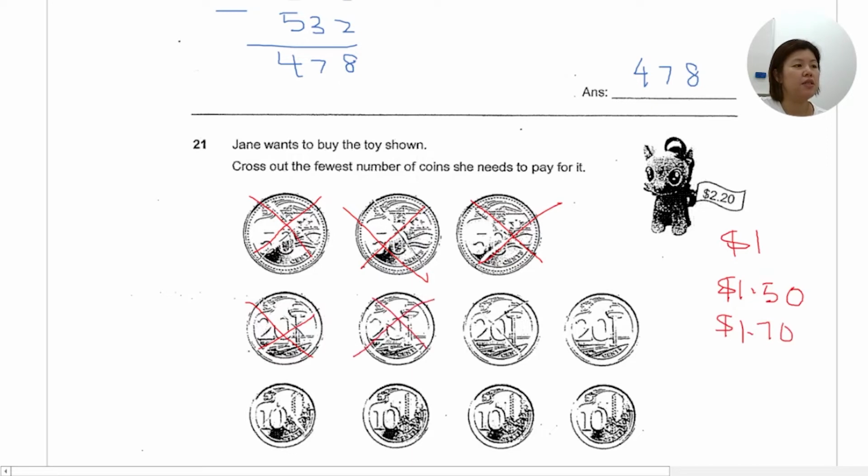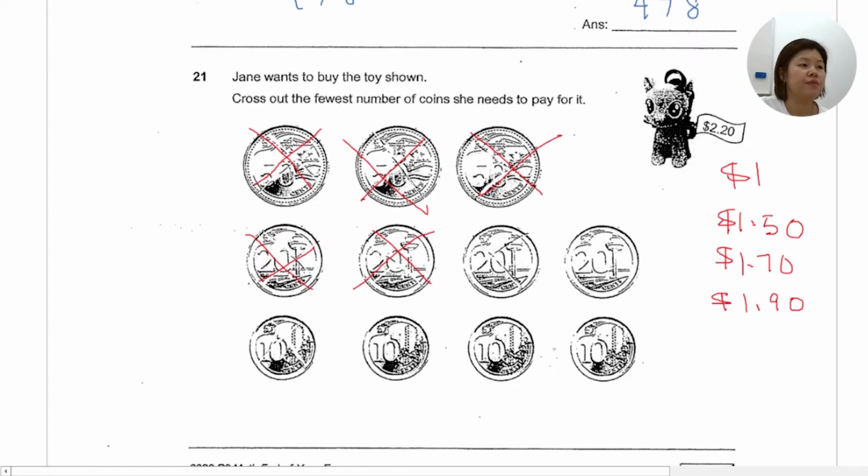Another 20 cents, $1.90. I can cross a 10 cents, $2. I need 20 cents, so I cross this. Okay.